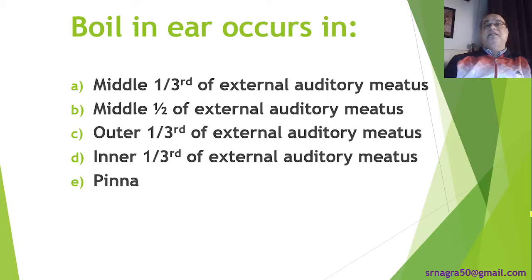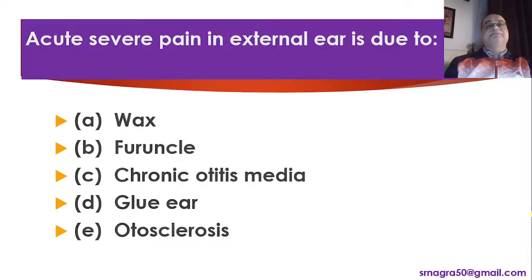Boil, as we just discussed, is furunculosis. It is a staphylococcal infection of the hair follicle, and in the external auditory canal, we know that hair follicles are present only in the cartilaginous portion, and that cartilaginous portion is the outer 1/3 of the external auditory canal. So the answer is C, outer 1/3 of the external auditory meatus, because the inner 2/3 is bony part, and the skin there does not contain ceruminous glands or hair follicles.